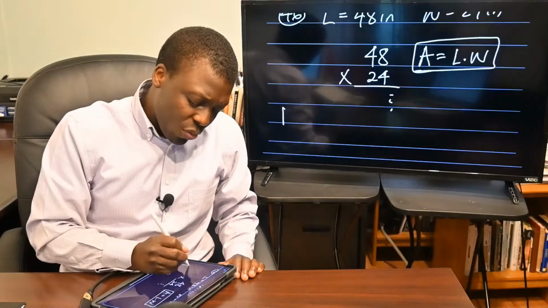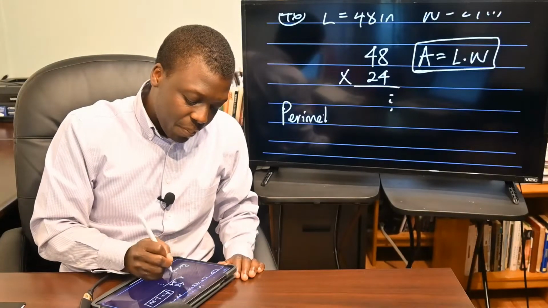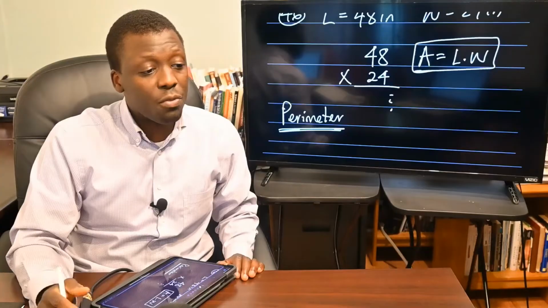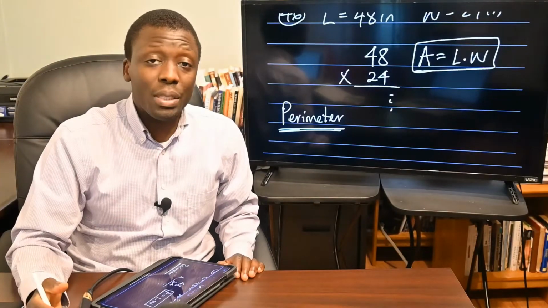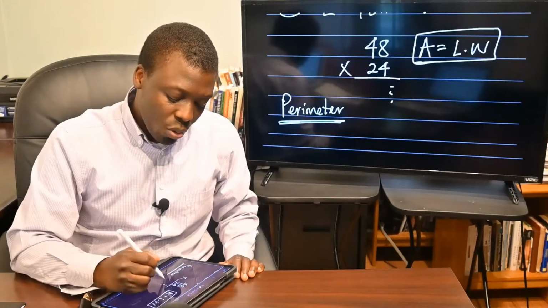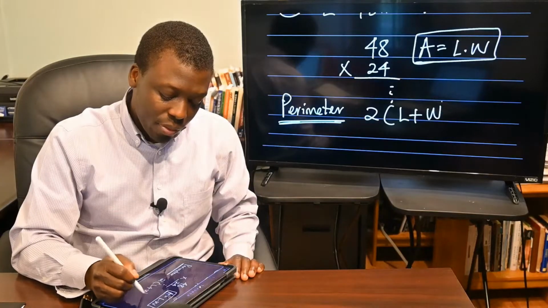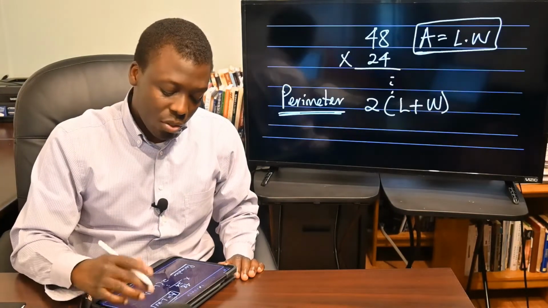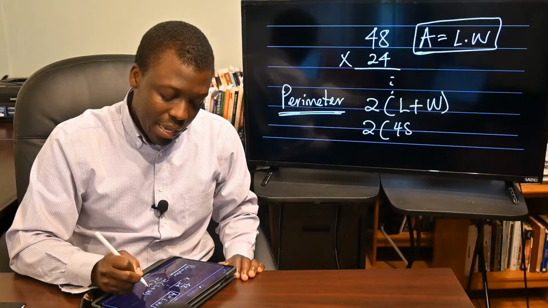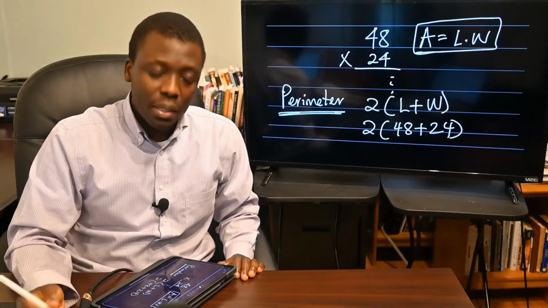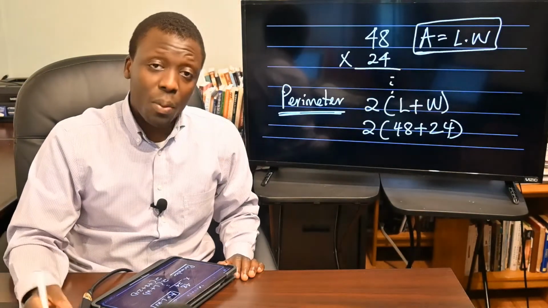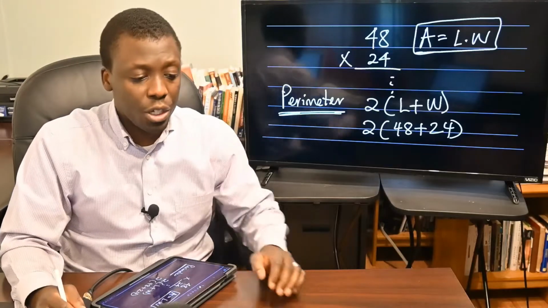How about if I told you to find the perimeter of this same shape, which would be the same type of problems you'll be doing in the next section? What you do is you have 2 times length plus width. That's one way to look at it. So you could just say 2 times (48 plus 24). You add those two numbers together, you multiply by 2, and that is the perimeter of the shape.